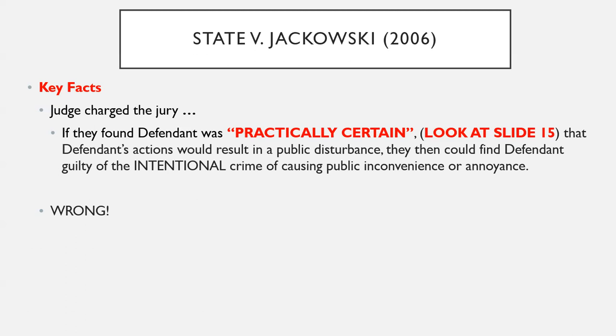What do you know from what you've learned is the problem? The judge told the jury all they had to do was to find that the defendant had a mens rea, a practical certainty that that intersection would be blocked. And that's not the case, right? With an intentional crime, the state has to establish more than practical certainty.